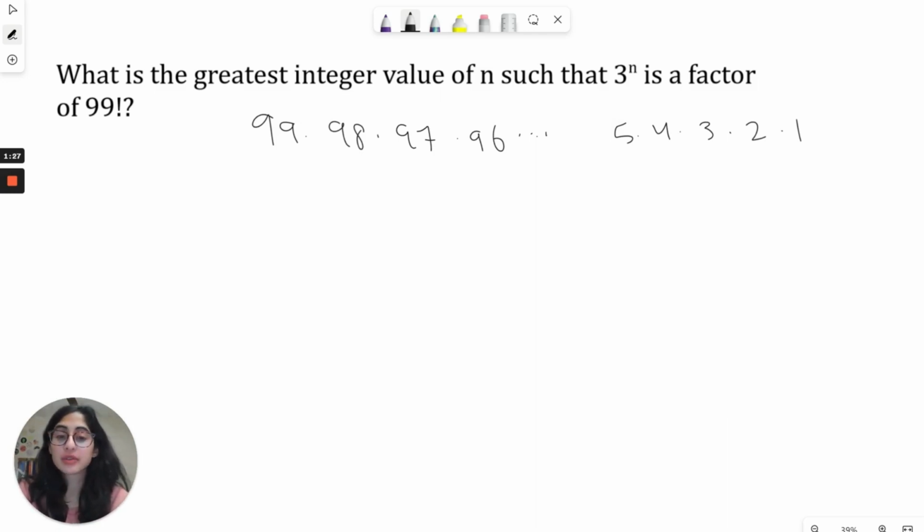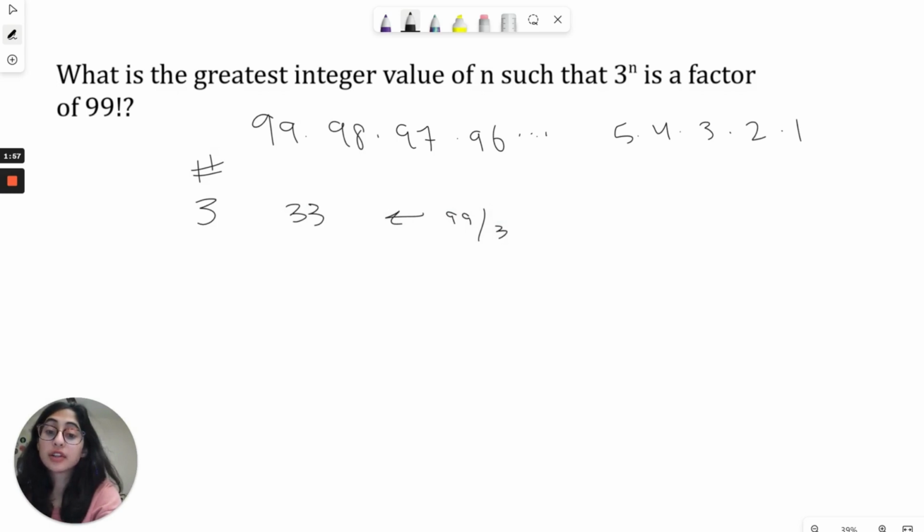So one way to find the number of 3's is to first ask how many multiples of 3 are there? Because any multiple of 3 is going to have at least one 3 in it, when we're thinking about this in terms of prime factorization. So how many multiples of 3 from 1 to 99? Well, that's simple. Every third number is a multiple of 3. So 99 divided by 3 is 33. So there are 33 multiples of 3 in 99 factorial, essentially.